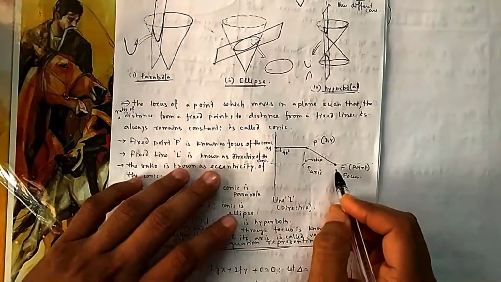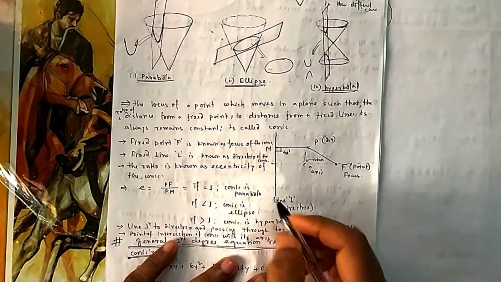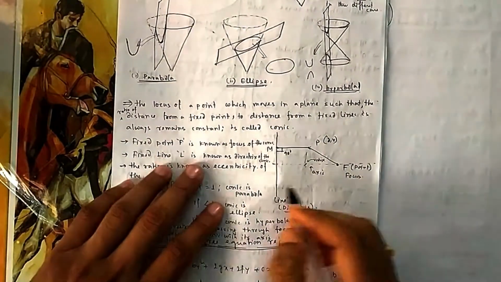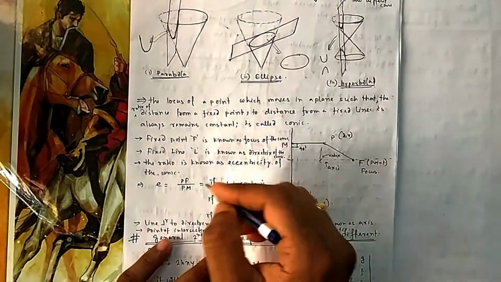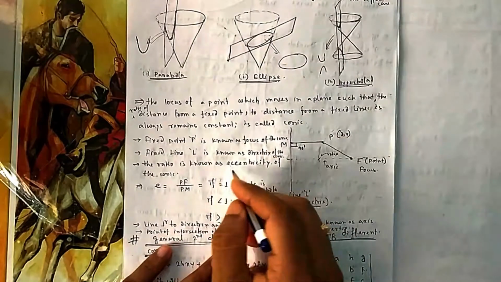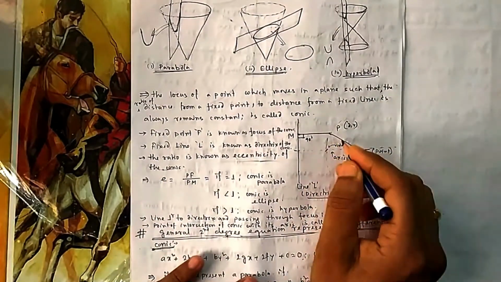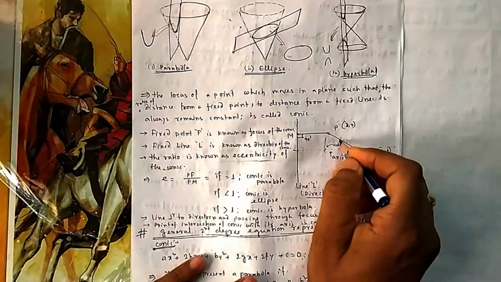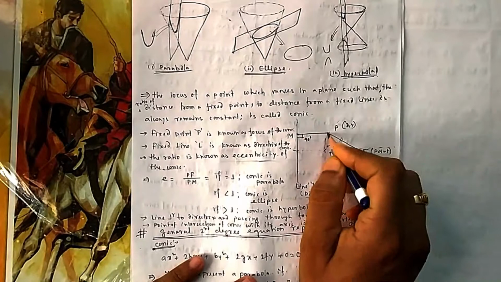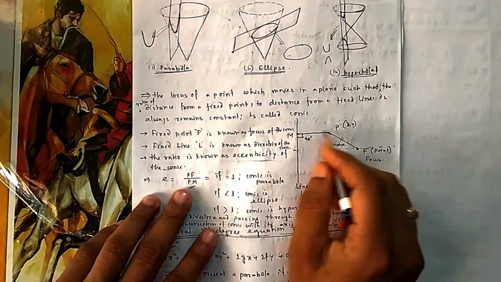The fixed point is known as the focus. The fixed line is known as the directrix of the conic. The ratio you want to maintain is known as the eccentricity. What is the ratio? Which one comes first, because for a ratio you need to know which is divided by which. The distance from the point comes first, then divided by the distance from the line. First point, then line. So PF by MP.